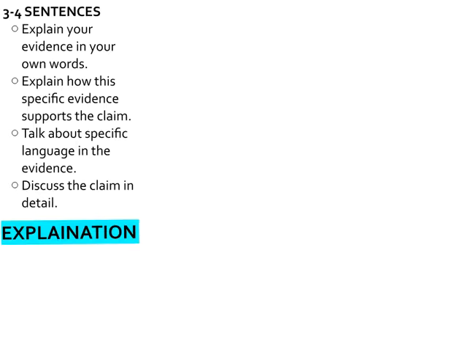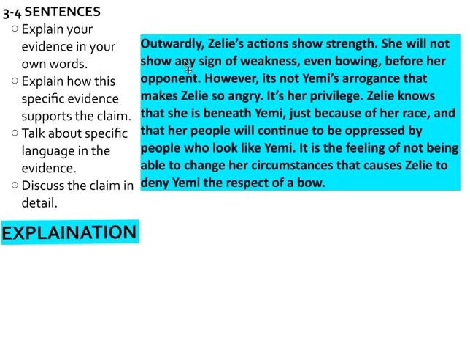So in your explanation or your analysis, there are a couple of things that you can do to really help yourself think of what you should be writing. You should be explaining your evidence in your own words. You can explain how the specific evidence supports your claim. You're going to talk about specific language in the evidence, and you're going to discuss your claim in detail. Because your sections are shorter, you might not do all of this in each section, but if we look at both sections, you'll have to do all 4 of these pieces. So here's my first section of explanation.